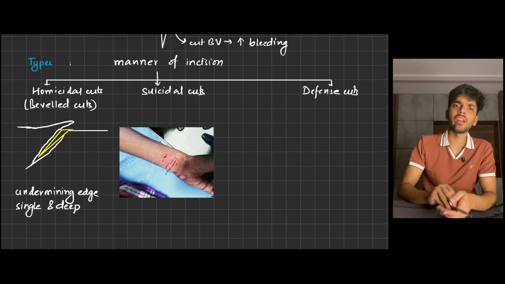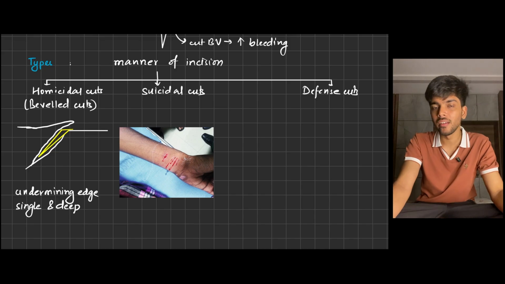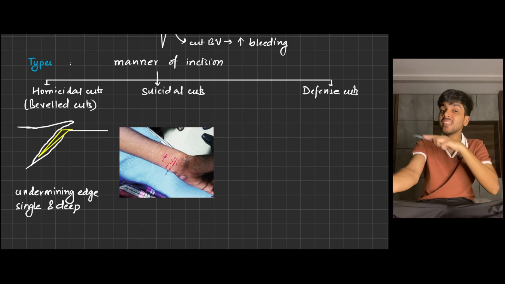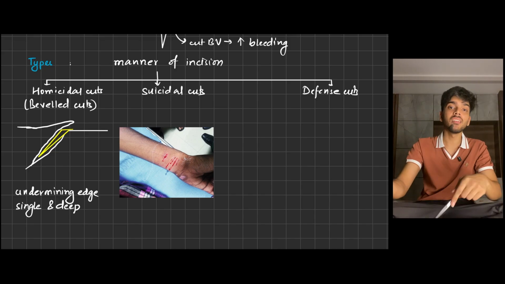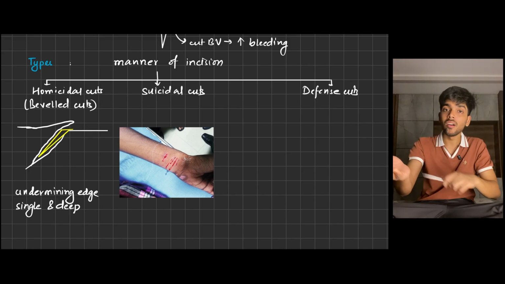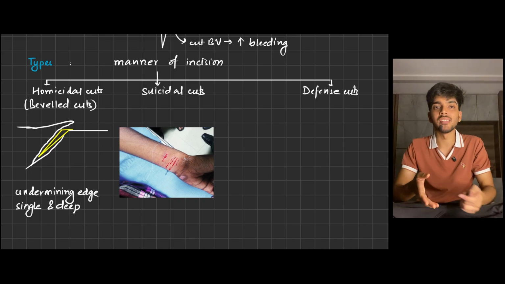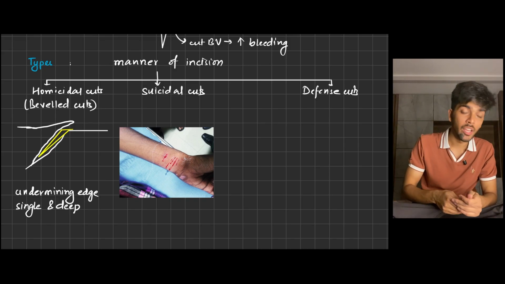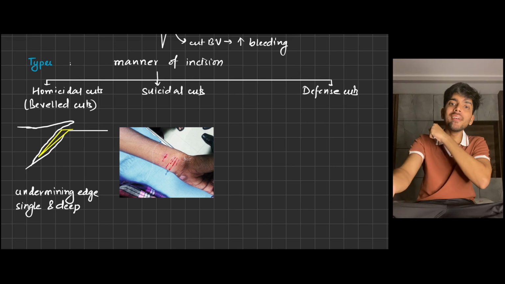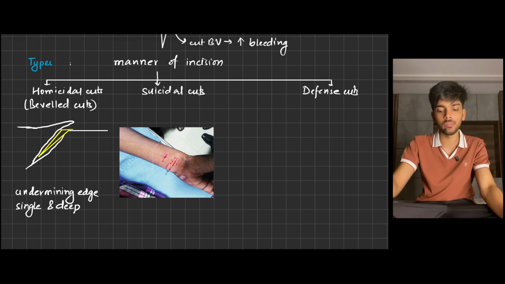Whenever someone tries to strike you with a sharp weapon, they are going to strike you at an angle, right? And that is why you get incision at an angle. And an incision at an angle is referred to as beveled cut. And whenever there is a beveled cut, the cut is hidden under a tent of tissue, and this is referred to as undermining edge. Usually it's a single strong deep slash because someone is trying to finish you off.